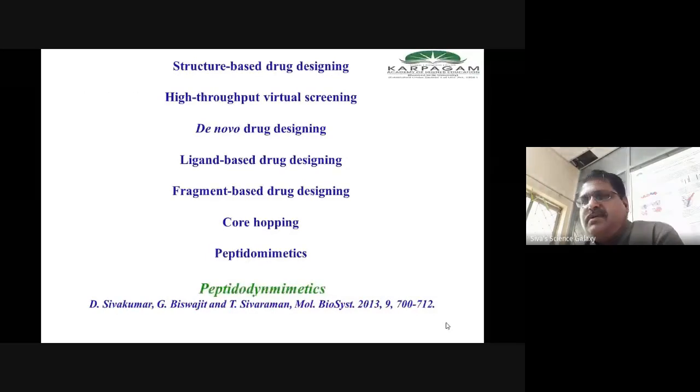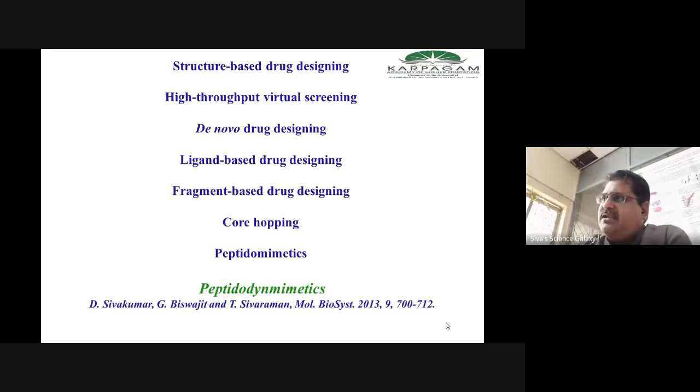Now, when you say drug designing, there are a lot of drug designing strategies. Just for your benefit, I have mentioned the popular drug designing methods, like structure-based drug designing. This is what everybody is talking about. That is, of course, very important, but there are so many: high-throughput virtual screening, de novo drug designing, ligand-based drug designing. Just for clarity, I'm just reading: fragment-based drug designing, core hopping, peptidomimetics. And you can see one more interesting point, peptidodiamimetics. This is a drug designing strategy our lab developed.